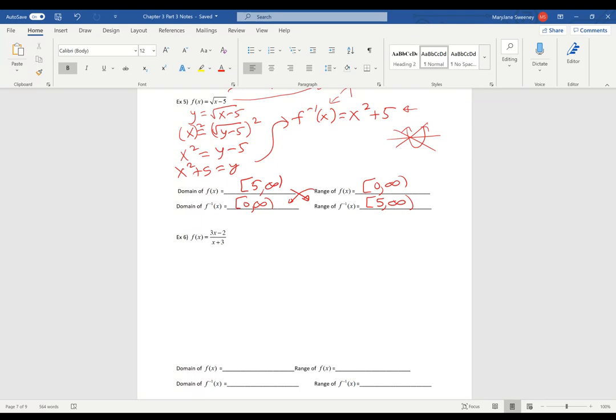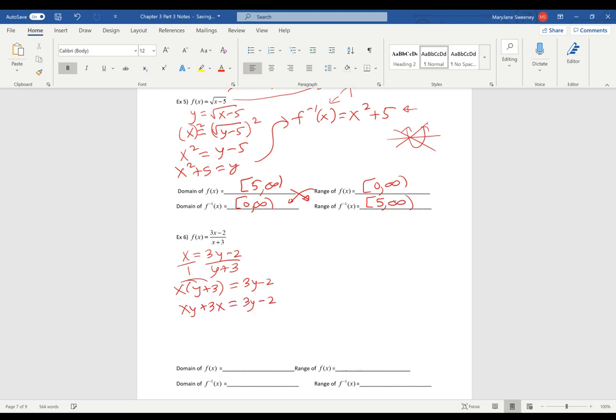Next one, and this is actually the last one. So we're going to swap x and y. So I'm just going to go right to doing that. Then I'm going to cross multiply x times y plus 3. I'm going to distribute.